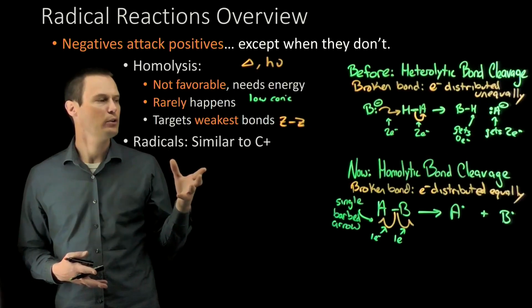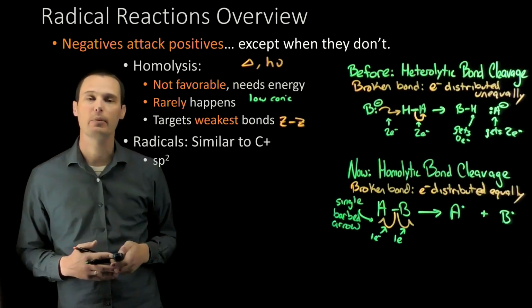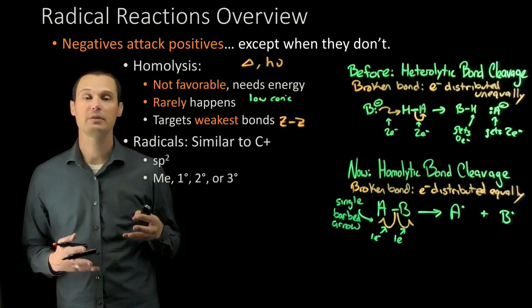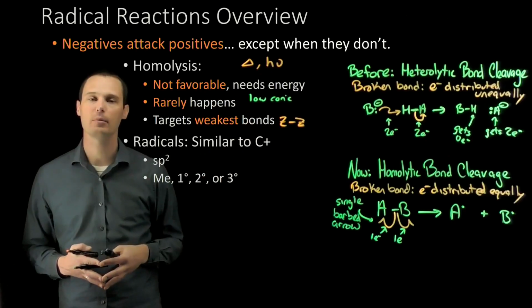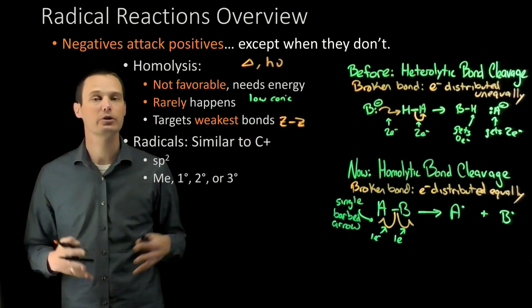Now, if we look at radicals, radicals are similar to carbocations. We don't see them very often, so let's remind ourselves of some things about radicals. They're similar to carbocations, which means they're sp2 hybridized. And because they're sp2 hybridized, we can classify them the same way we classify carbocations. So a radical can be a methyl radical, or a primary, secondary, or tertiary radical.